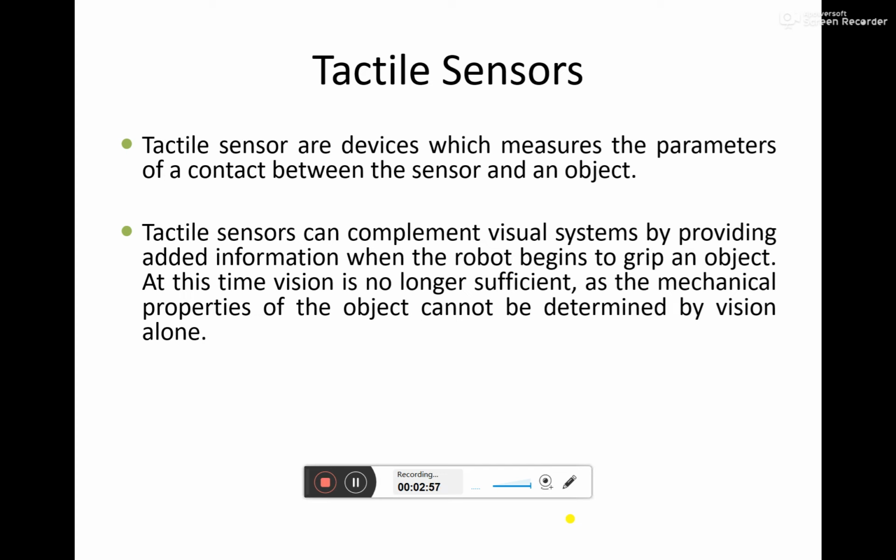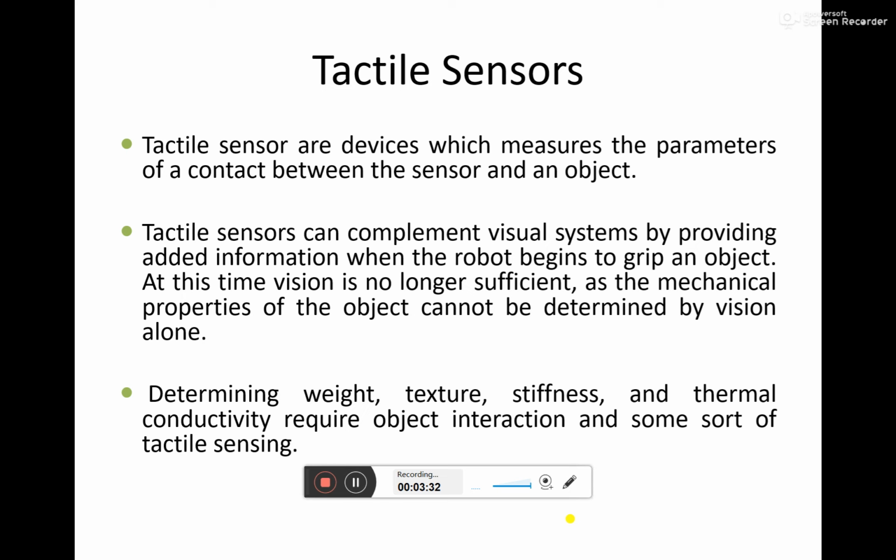For example, if you are using normal vacuum grippers or magnetic grippers, they won't have such added information-capturing capability, but these tactile sensors will provide that added information. You can see that different properties of an object can be determined by these sensors.